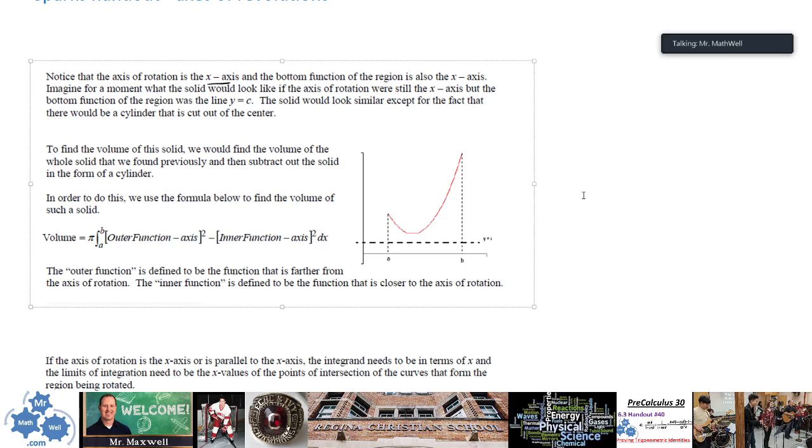Everything's pretty straightforward up to here. So notice that the axis of rotation is the x-axis. That's what we've done so far. And the bottom of the function is the region up to the x-axis. That's what we did before.